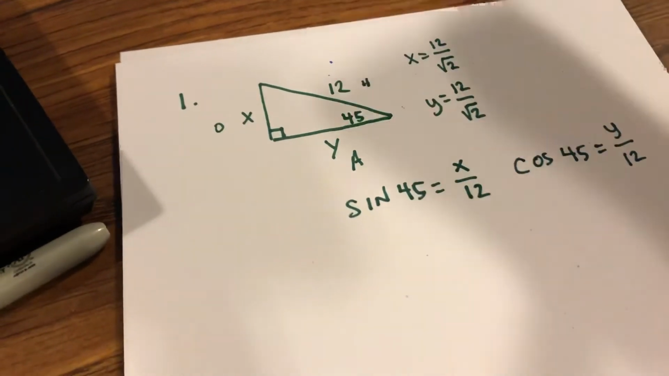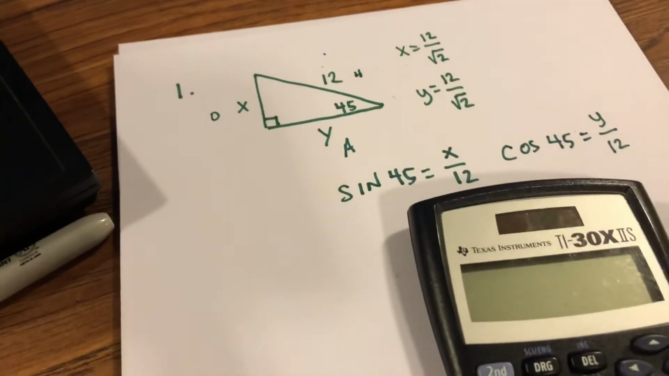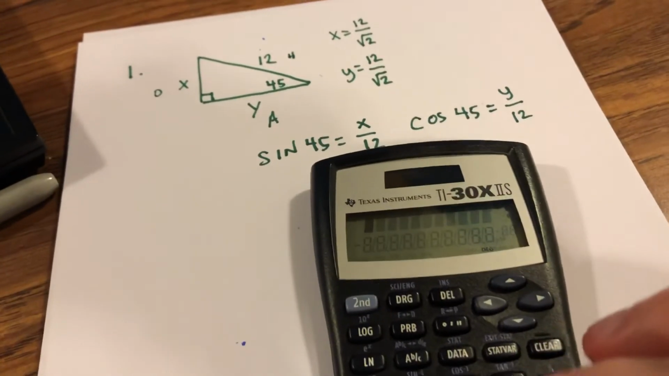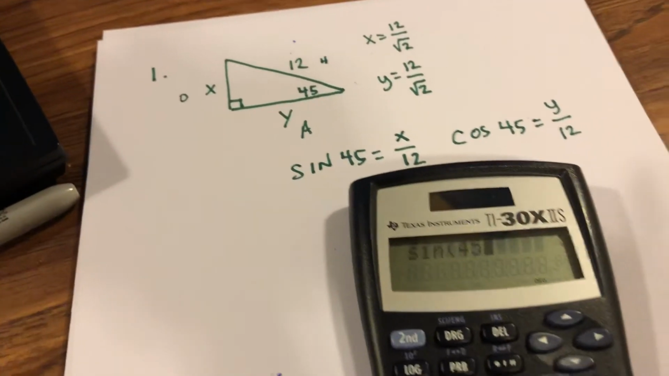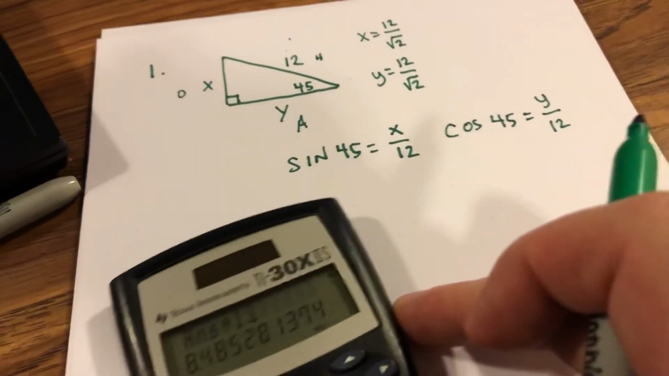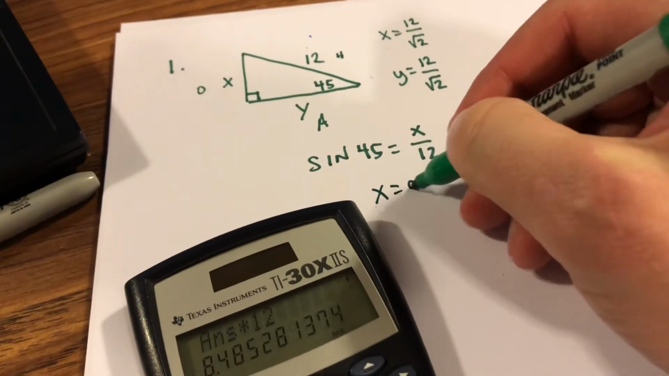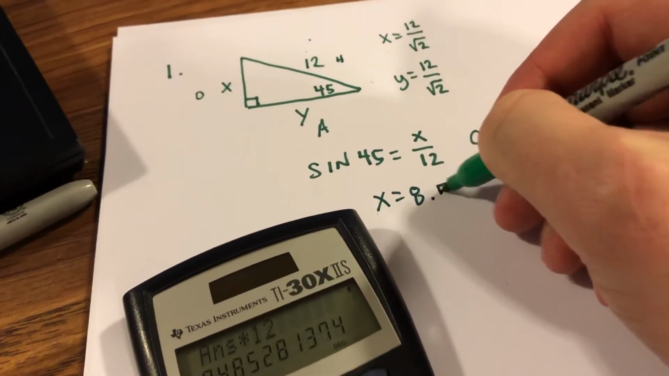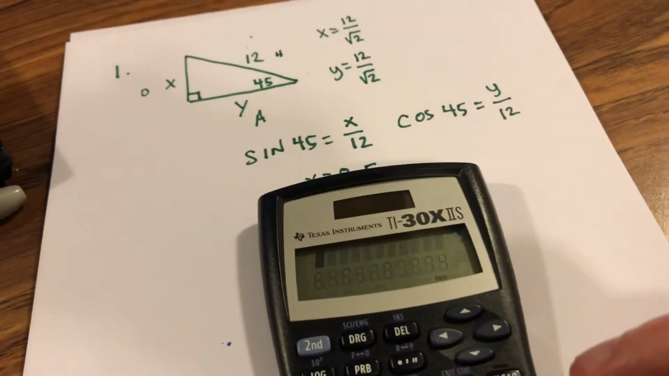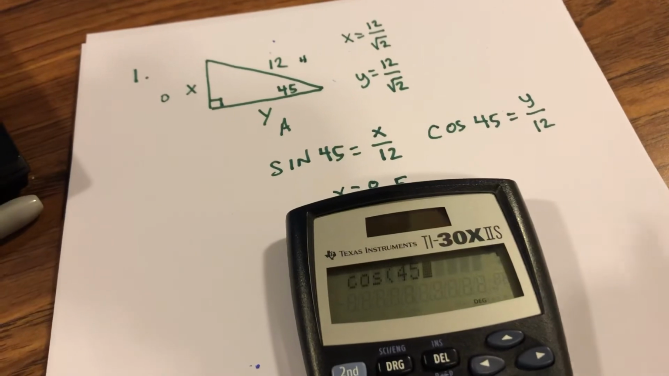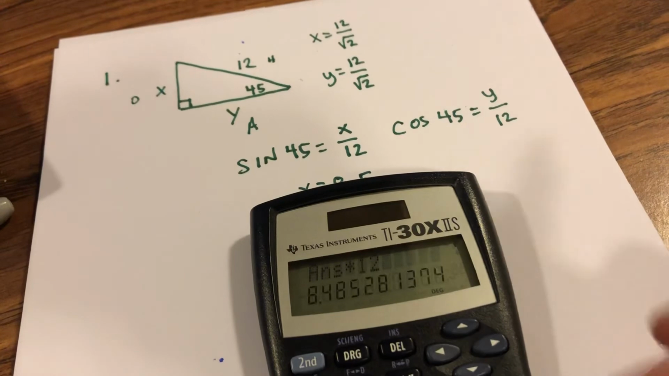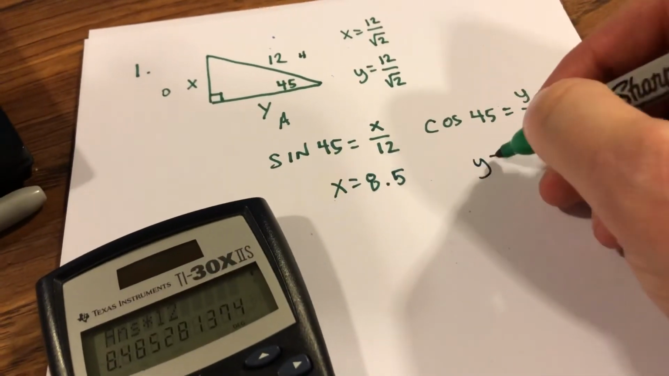And again, I would then have to use my calculator. On my calculator, for x, I would do the sine of 45 and then multiply that times 12. That's going to get me 8.48, so x is going to be 8.5. And then for the y value, I'm going to do the cosine of 45 and multiply that also by 12. And again, that also gets me 8.5.